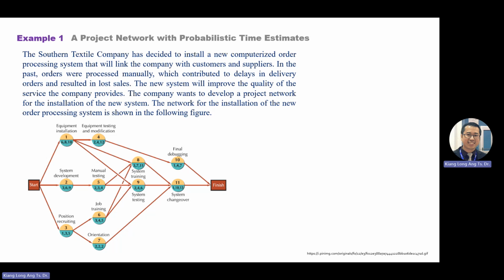Second one is you look at the middle part of this one: ES equal to LS. The third one is EF equal to LF, which is the third component here. The last one is the S or slack. Slack equals LS minus ES, or LF minus EF. Okay, so there are four methods.